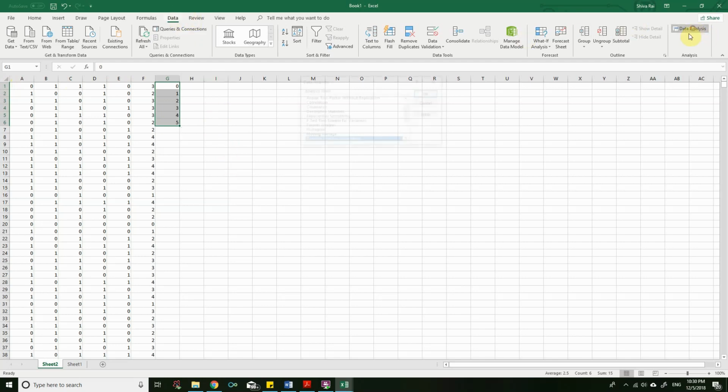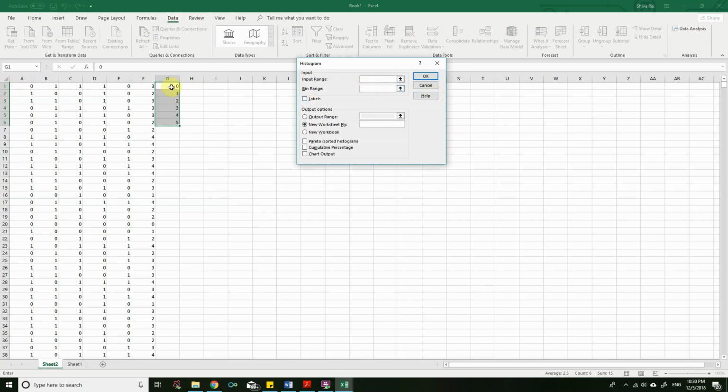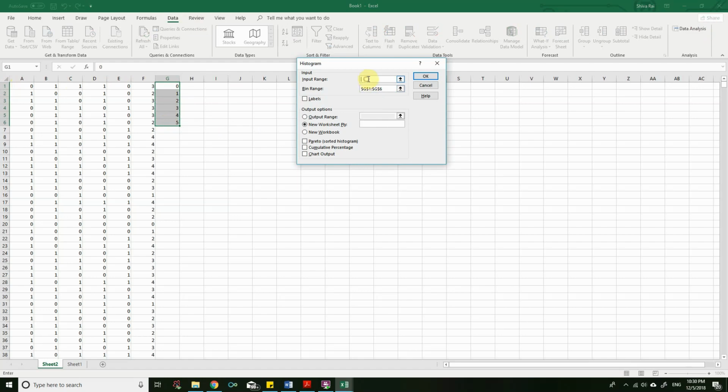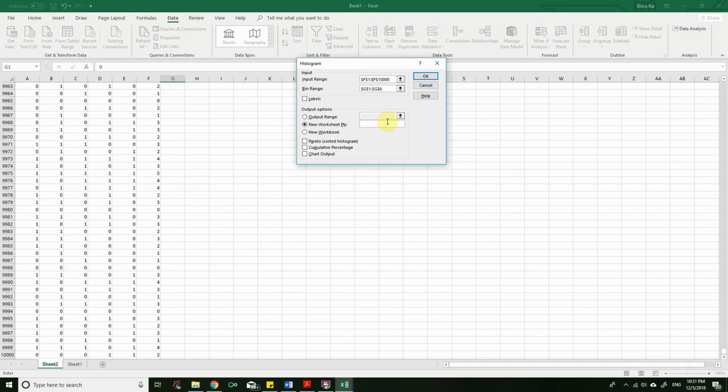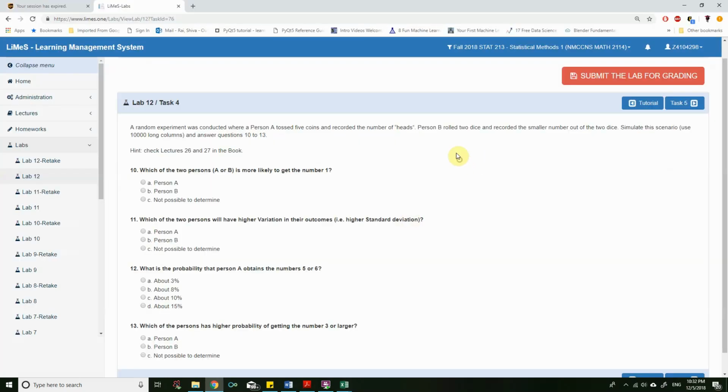Data analysis, go for histogram, click on OK. Bin range is this one. Okay, so that's fine. Now input range is F1 up to $F$10,000, and bin range is G1 up to G6, this one. Click on OK. Let us roll 2 dice and record the smaller number.